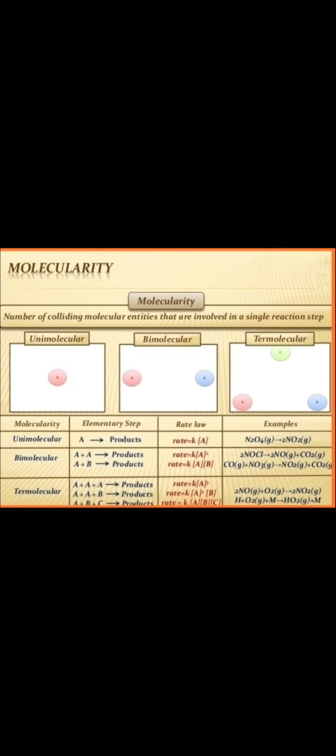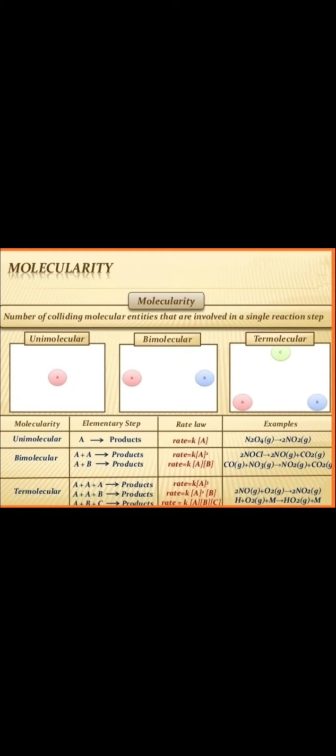Now the main point is the molecularity. Molecularity is defined as the number of reactant molecules taking part in the reaction. That is the number of colliding molecular species that are involved in a single reaction step. Keep in mind, the molecularity concept is applicable only to an elementary reaction, that is the number of colliding molecules involved in a single chemical step.